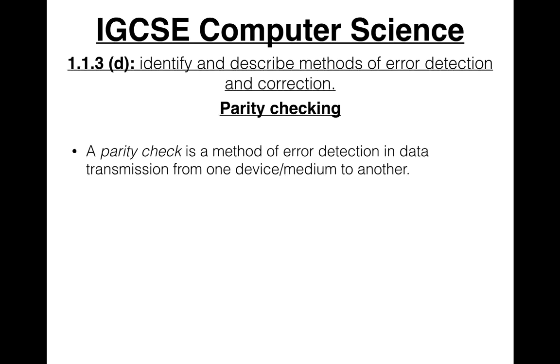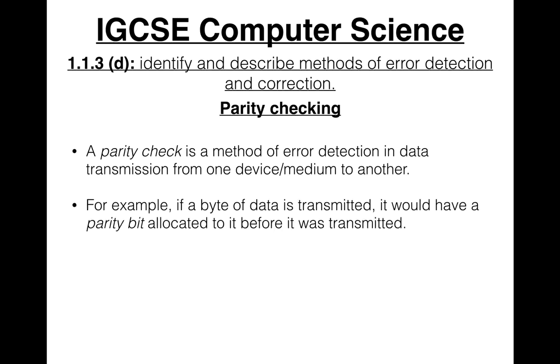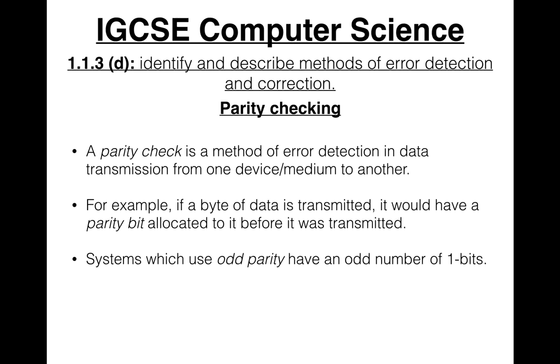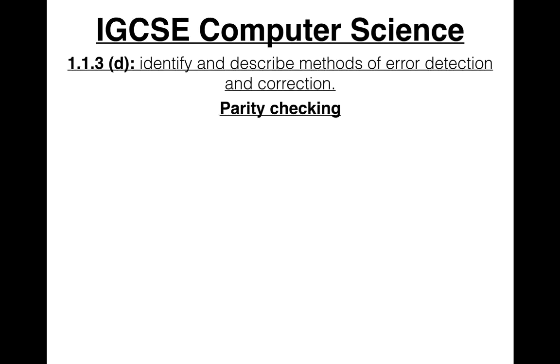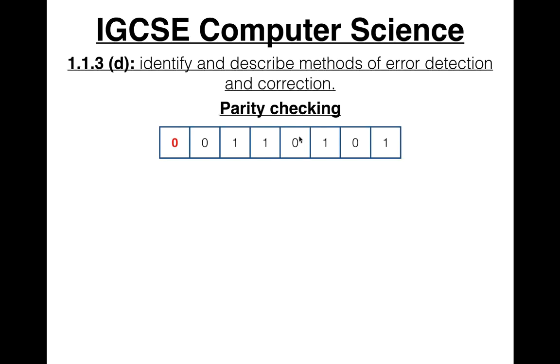A parity check is a method of error detection in data transmission from one device or medium to another. For example, if a byte of data is transmitted, it would have a parity bit allocated to it before. Systems which use odd parity have an odd number of 1 bits. Systems which use even parity have an even number of 1 bits. To get a better idea, take this for example.